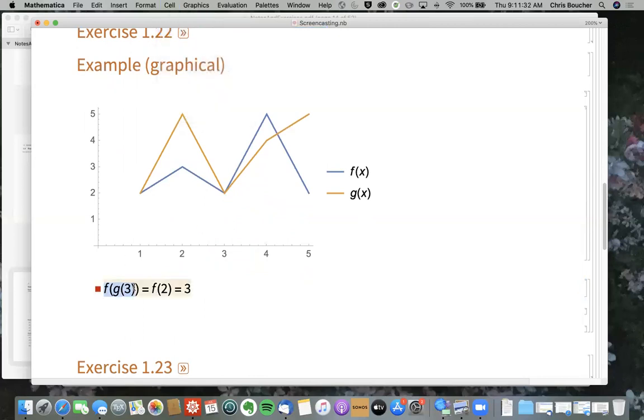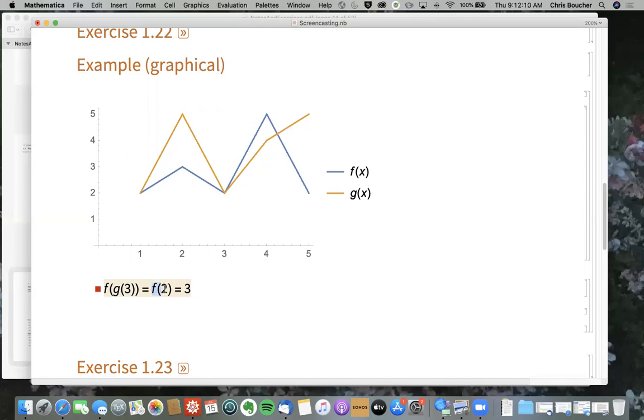Take, for example, f of g of 3. I start on the inside with g of 3. So now to find the output under g at the input 3, I go to the 3 on the horizontal, right? The inputs are on the horizontal axis, the outputs are on the vertical axis. So I go to 3 on the horizontal axis, and I go up to the orange curve, which is g. Now, in this case, it doesn't matter because it looks like the two curves are at the exact same height at the input 3. And the output value for g looks like it's 2, right? That's the value on the vertical axis. And that's where this 2 comes from. Okay, so that's g of 3.